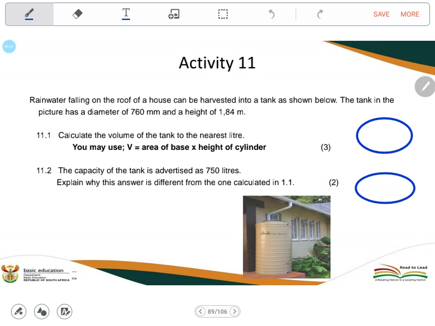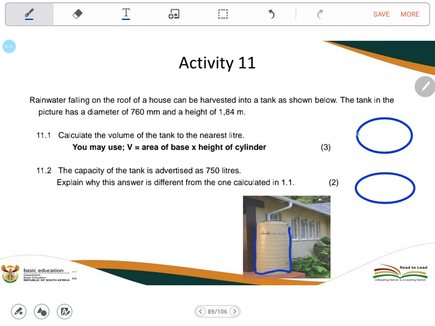Let's look at activity 11. It says rainwater falling on the roof of a house can be harvested into a tank as shown below. The tank in the picture has a diameter of 760 millimeters and a height of 1.84 meters. So we have a tank here, and this tank is a cylinder.